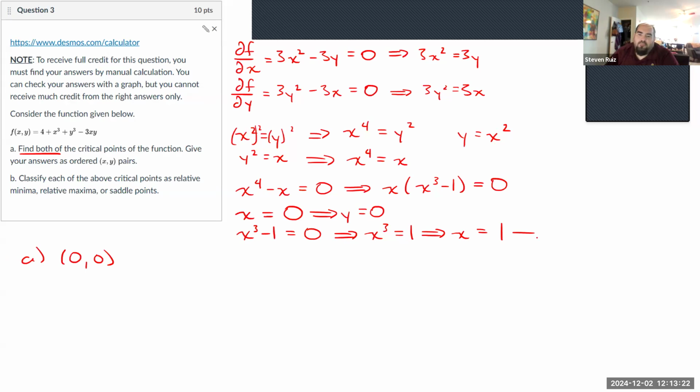When x equals 1, y equals x squared, which is 1 squared, which is 1. The other critical point is (1, 1). So those are my critical points. So that's part A. I found both the critical points. Part B is to classify them. So that's what I'm going to do now.